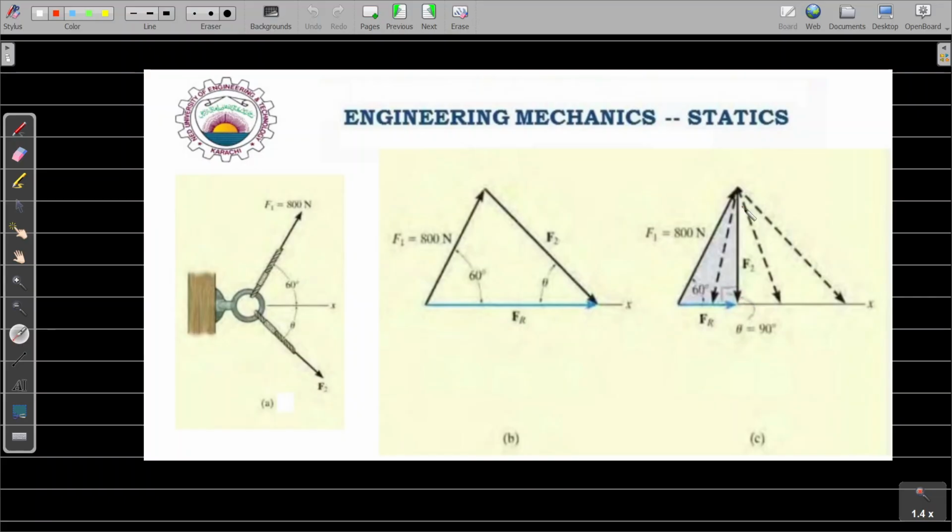So we want to make this F2 perpendicular to FR, and when we make this condition, we can see the angle between F2 and FR becomes 90 degrees. So, taking use of this concept, we proceed further.